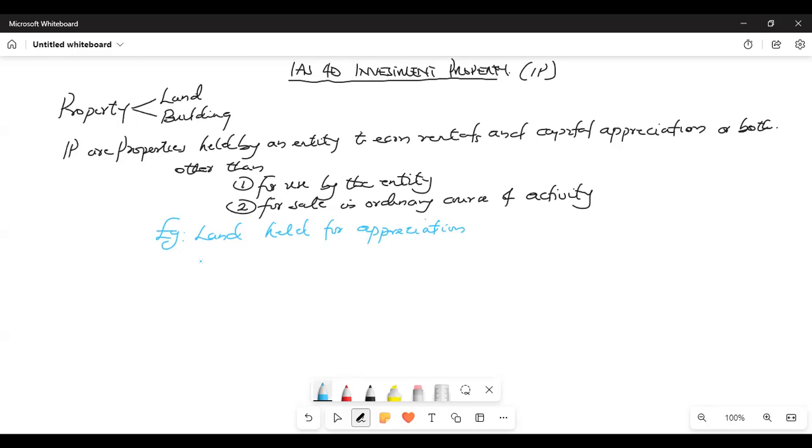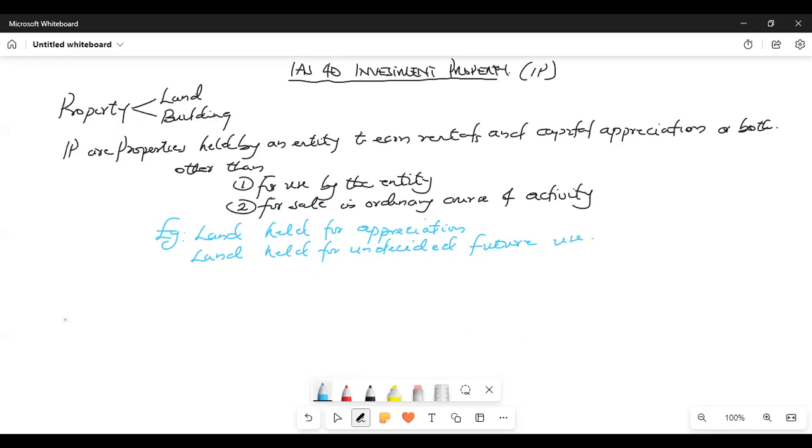All right. And if you have a land, let's say land held for undecided future use. If you have a land and you've not decided what you are using it for, because you've not decided and the future appreciation is happening on it, it becomes an IP. All right. So, undecided future use.